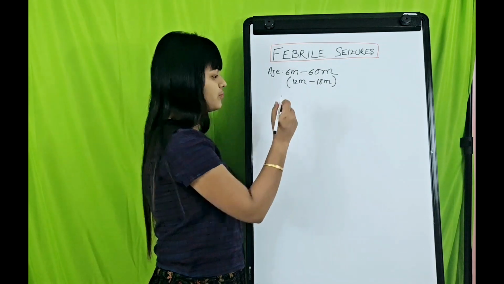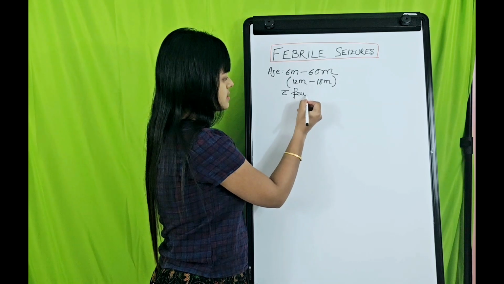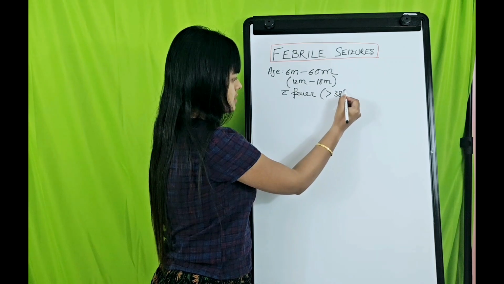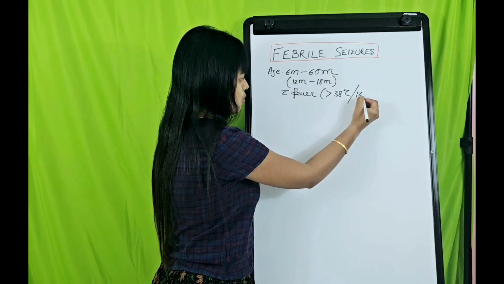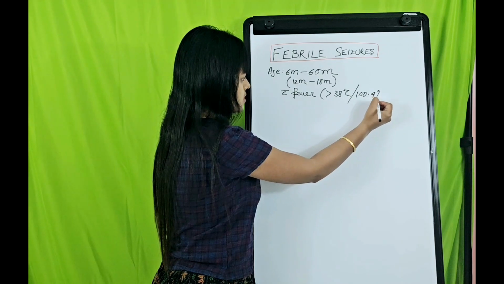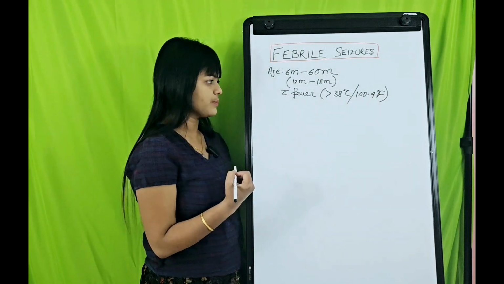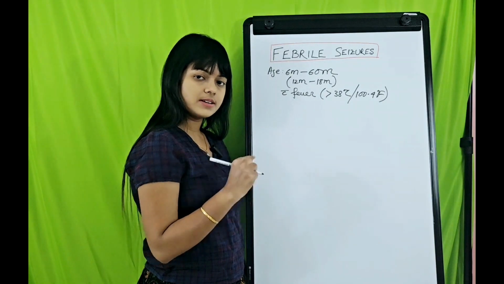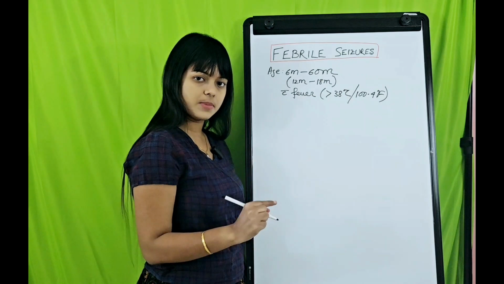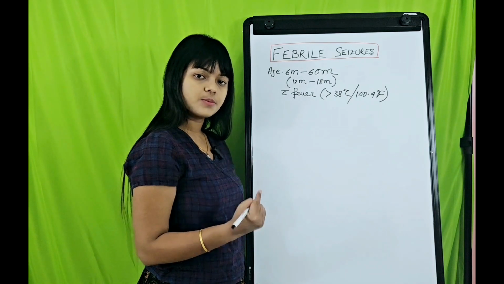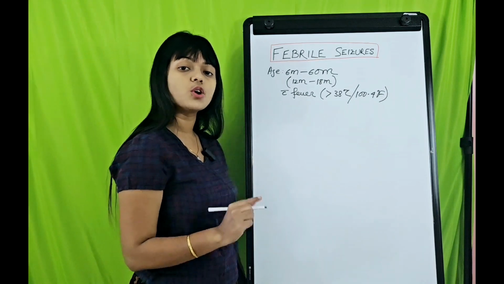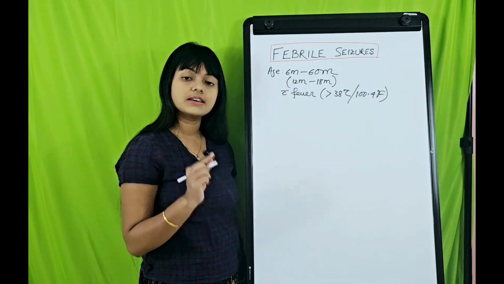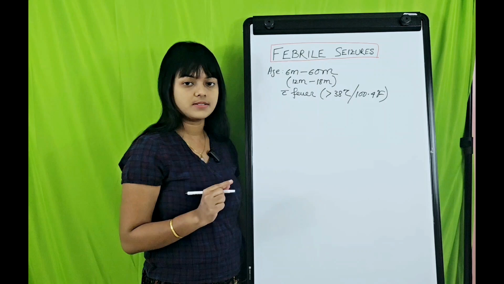Okay. With fever, that is temperature more than 38 degrees Celsius or more than 100.4 degree Fahrenheit. Okay. And without any evidence of CNS infection or electrolyte imbalance, okay, and provided that the child did not have any previous history of febrile seizures. That completes your definition of febrile seizure.